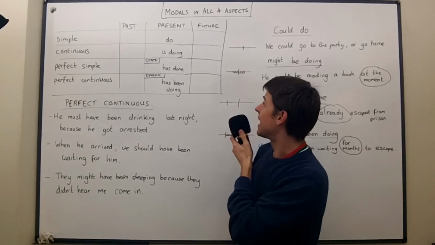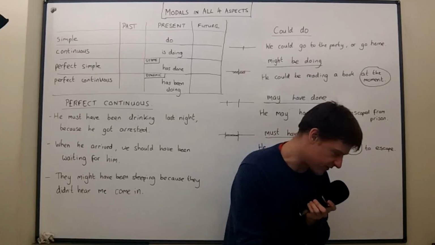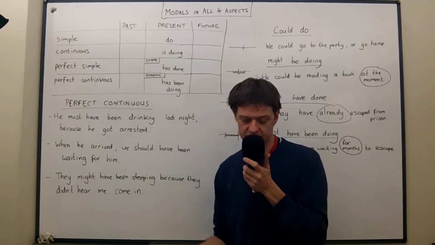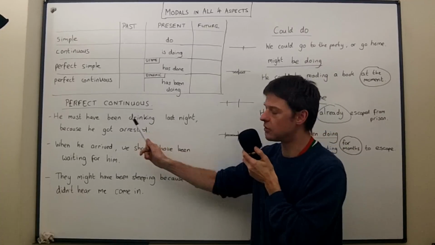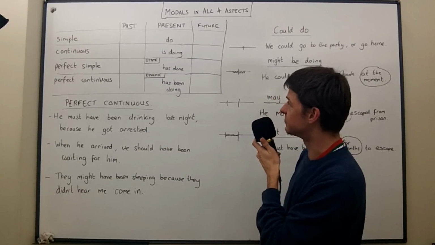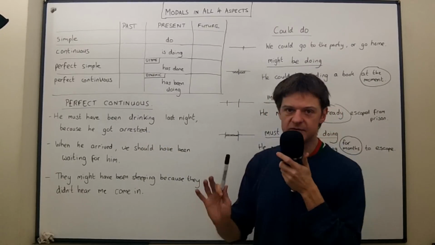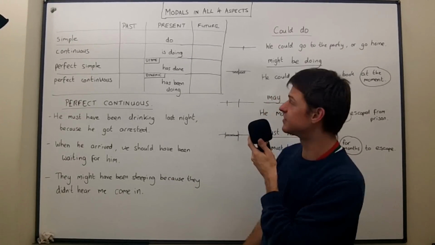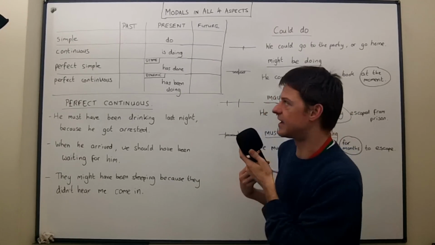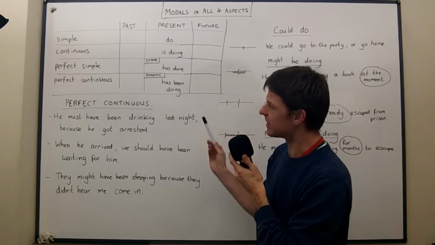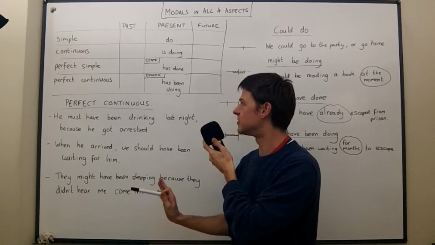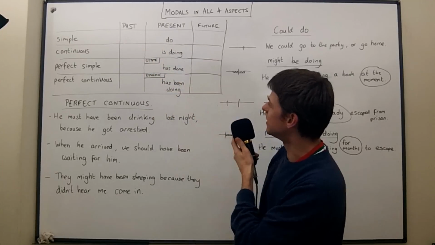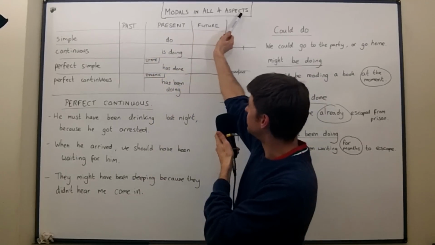So today we're looking at modals in all four aspects, especially perfect continuous, because I don't think I've really focused on modals in perfect continuous before. Now it's good to remember, and I explain this in my course about tenses, that I understand English tenses working like this. There are other ways I'm sure of understanding it, but there's a past, there's a present, and there's a future. And there are four aspects.